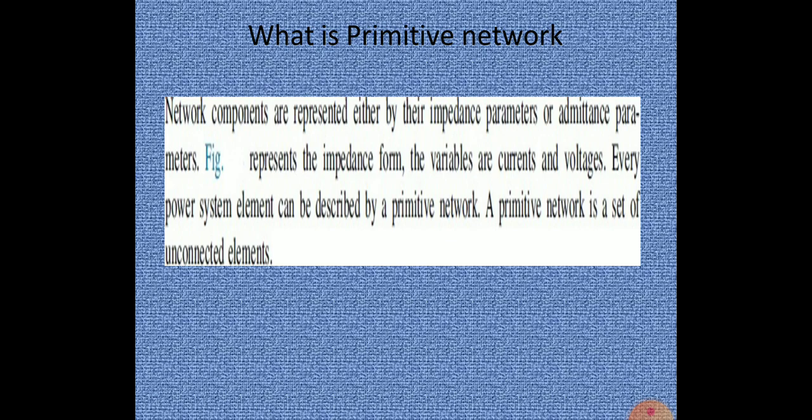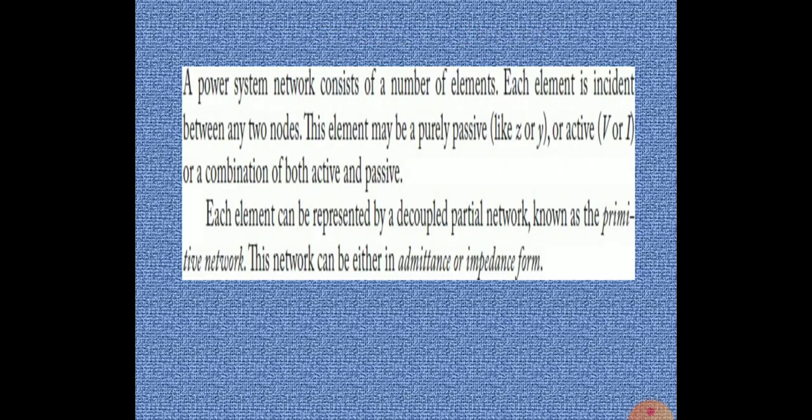Network components are represented either by their impedance parameters or admittance parameters. The given figure represents the impedance form. The variables are current and voltage. Every power system element can be described by a primitive network. A primitive network is a set of unconnected elements; that is called a primitive network.